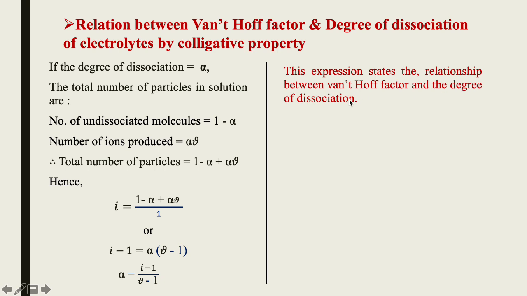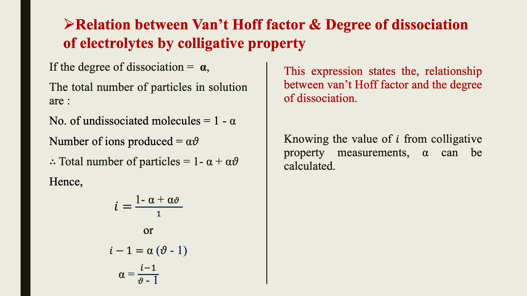Once you get the relationship between the Van't Hoff factor and degree of dissociation, by knowing the value of i from colligative property measurement, alpha can be calculated. From elevation of boiling point or freezing point, you can easily calculate the value of i, and from i you can calculate the degree of dissociation. So these are the applications of colligative property.